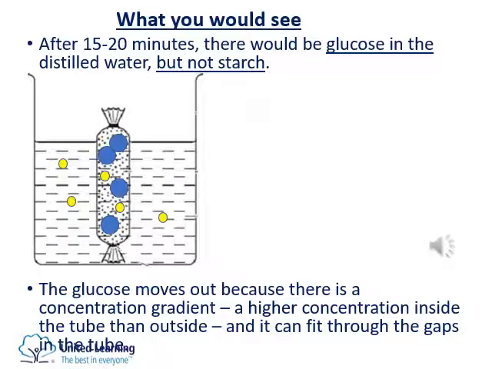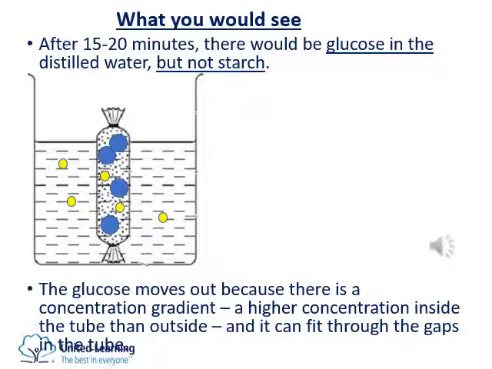Okay then, so after around 15 to 20 minutes there would be glucose in the distilled water. There'd still be some glucose inside the tubing, but it would also be inside the distilled water as well. Some of it will have moved out, and this is because we had a concentration gradient of glucose. We had a high concentration inside the tube, so it moved outwards into the distilled water until it was equal on both sides. Remember, the glucose could fit through because it was much smaller than the starch, so it could fit through that partially permeable membrane through the tiny holes.